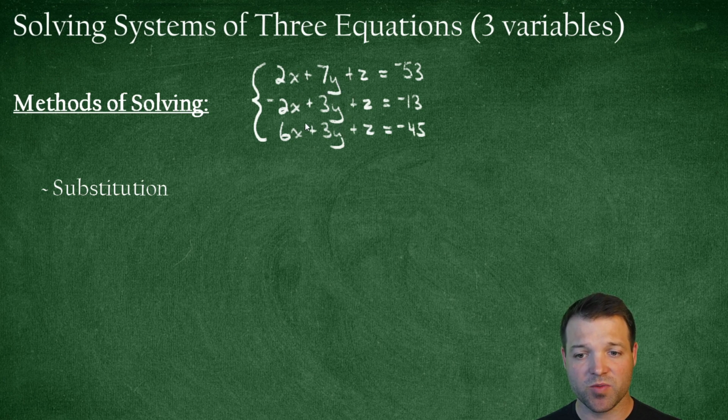Sometimes when you do get them all lined up, maybe this 6x and 3y don't even exist. Maybe it's just z is equal to negative 45. Well, congratulations, you have one of the solutions, and then you would just plug that into the other two and go ahead and continue solving. But that's not the case here. So what are the steps for solving a system of three equations with three variables using substitution?